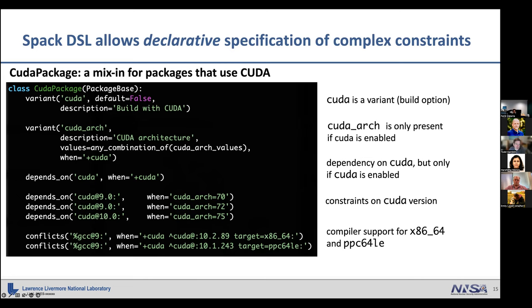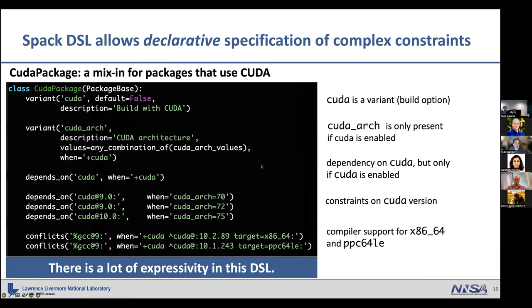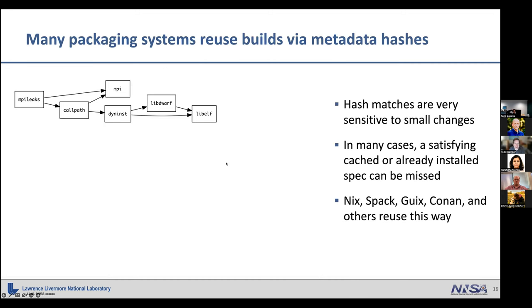So like for CUDA, we've been able to encode things like compatibility requirements between CUDA and the host compiler, things like which versions of CUDA support which CUDA architectures and so on. So if the user asks for a particular CUDA arch, we know that you need a particular CUDA version to provide that architecture. Or if they ask for a particular GCC version with a CUDA that's too new for it, we will complain about that. And we can do that in a general way that applies to lots of packages.